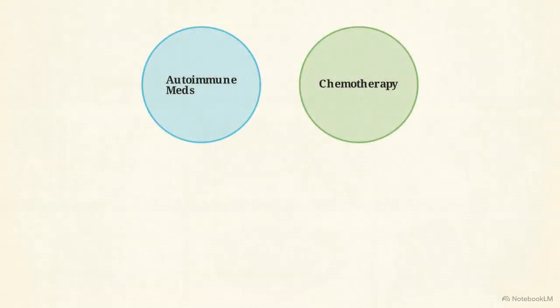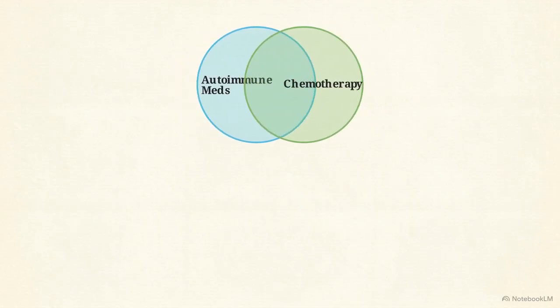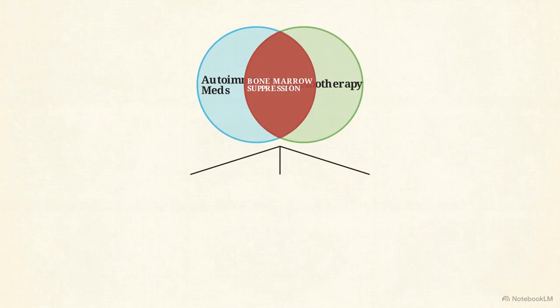Cancer is characterized by uncontrollable cell growth. Because of this, the treatments of cancer and severe autoimmune diseases actually share a dangerous mechanism. Both chemotherapy and medications like DMARDs indiscriminately kill fast-growing cells. This means patients on either treatment share the exact same critical nursing priority: bone marrow suppression.